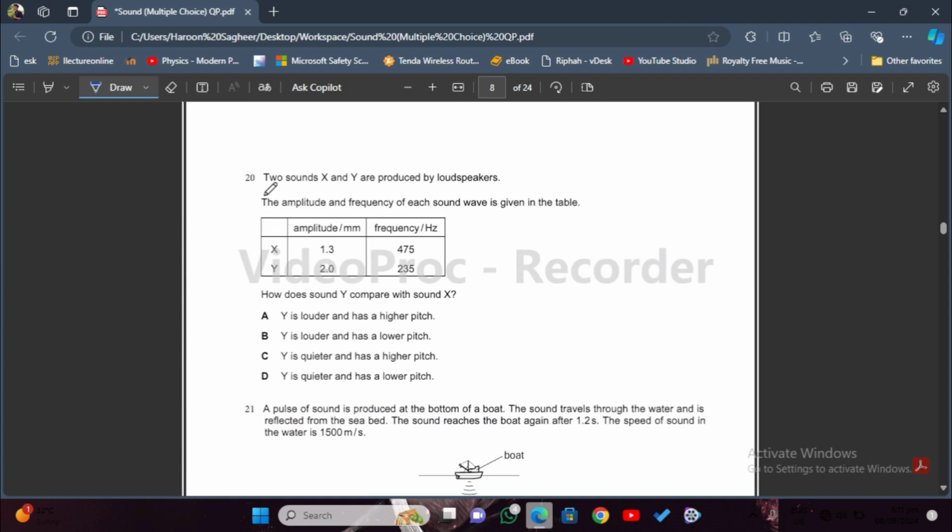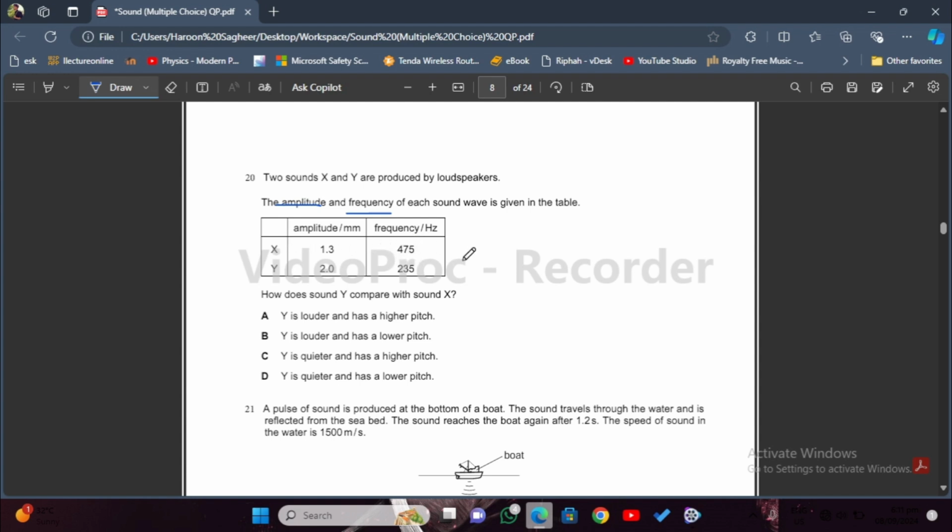Okay, question number 20. Two sounds X and Y are produced by loudspeakers. The amplitude and frequency of each sound are given. We have two waves, X and Y. The amplitude of X is 1.3. The amplitude of Y is 2. That would mean Y is louder than X. But if we talk about the frequency, X has a higher pitch than Y.